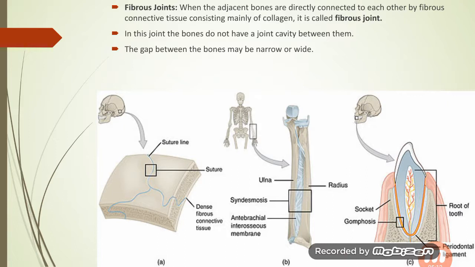Suture lines are very much obvious in the first diagram, which are present in the skull. Then syndesmoses are the joints which are present in the connecting membrane between ulna and radius. And the third type, that is the gomphoses, which shows a socket in which a tooth is fitting. You can see the root of the teeth, which is connected by the periodontal ligaments.